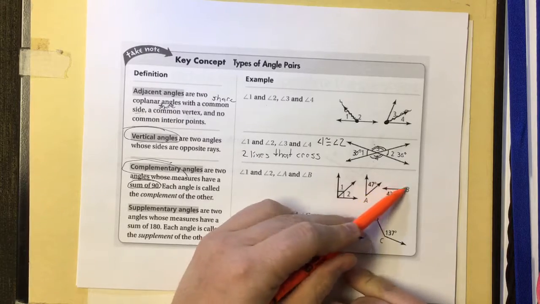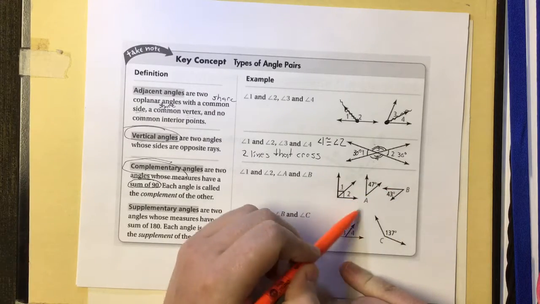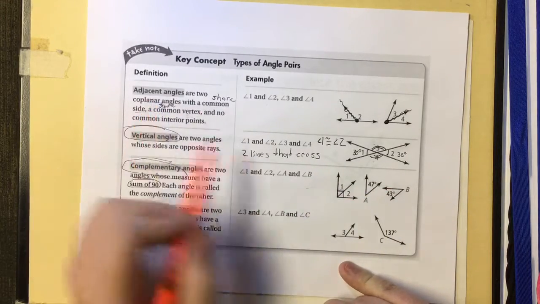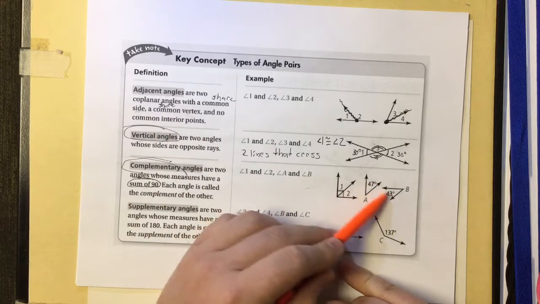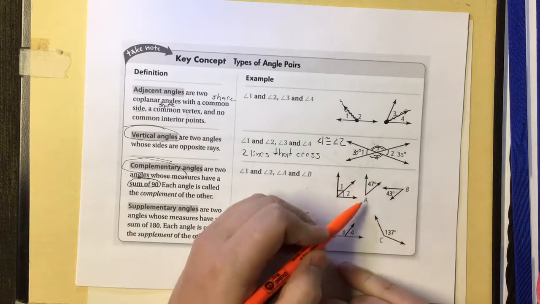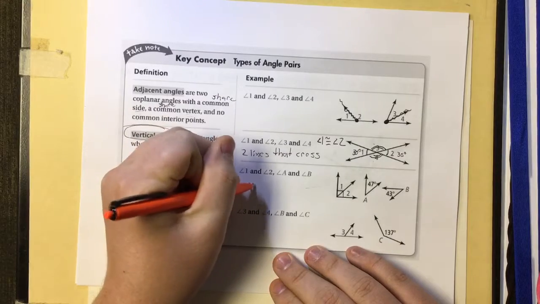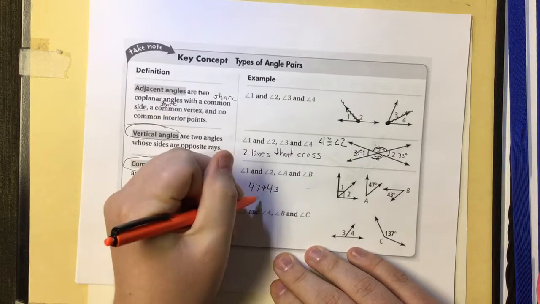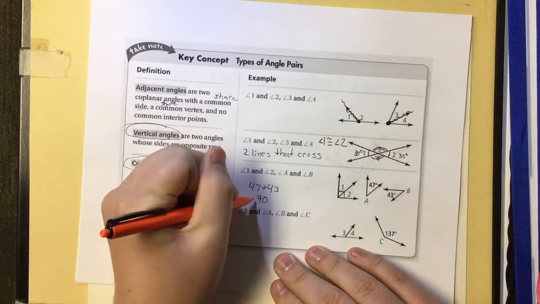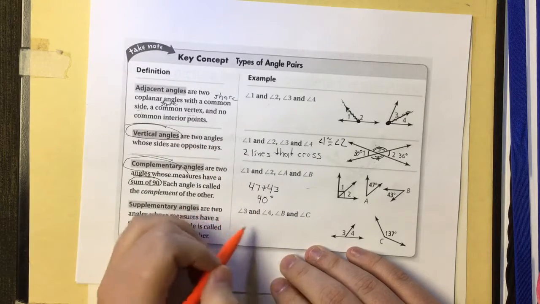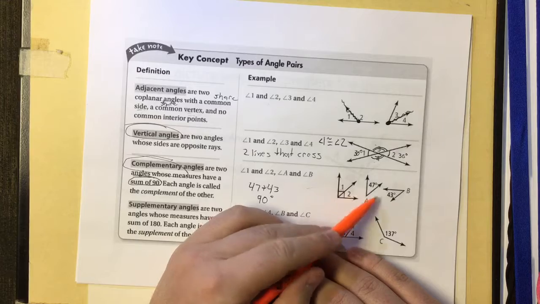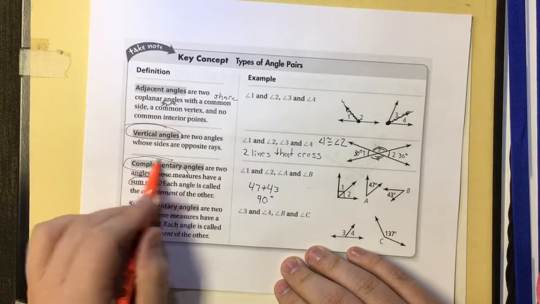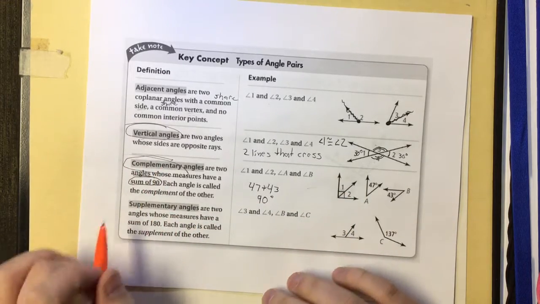In this picture, they also give us angle A and B. They are not right next to each other, so they're not adjacent. A and B are not adjacent because they don't touch or share anything. But if we do 47 plus 43, that's 80, carry the 1, 90 degrees. Since their measures add up to 90, angle A and angle B are complementary angles. They add up to 90.